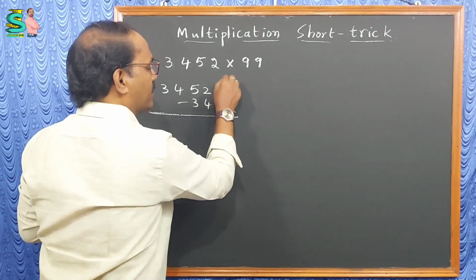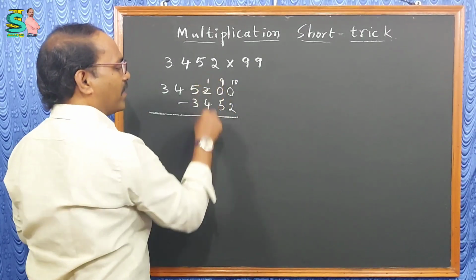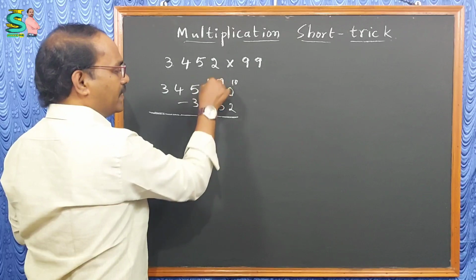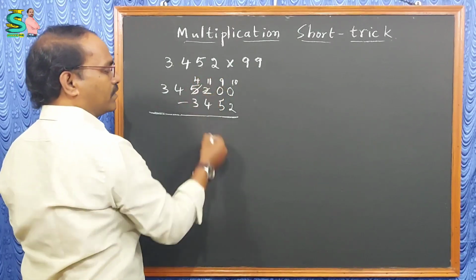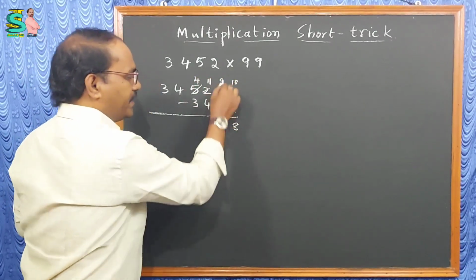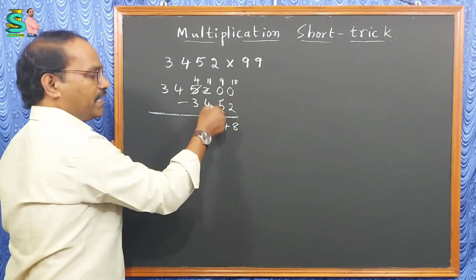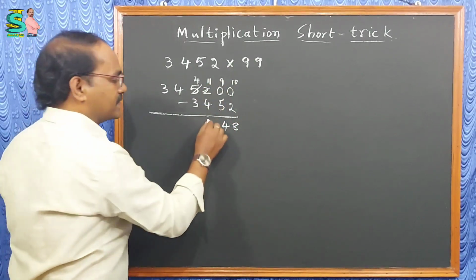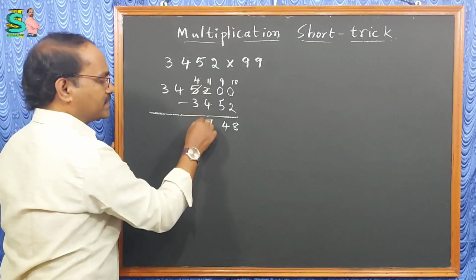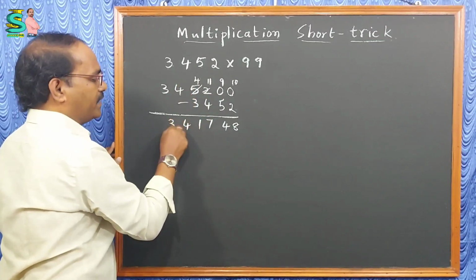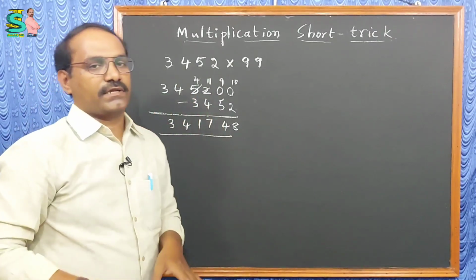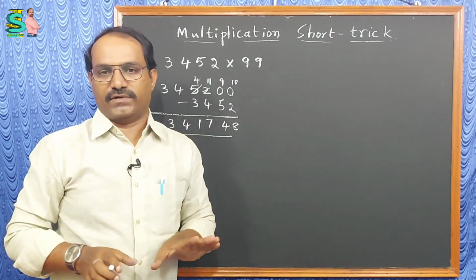Here 10, 9, here 1. Means again 11, here 4. 10 minus 2, 8. 4, here 11 minus 4, 7. 4 minus 3, 1. 4 and 3. This is your answer. It will take 5 to 6 seconds only.